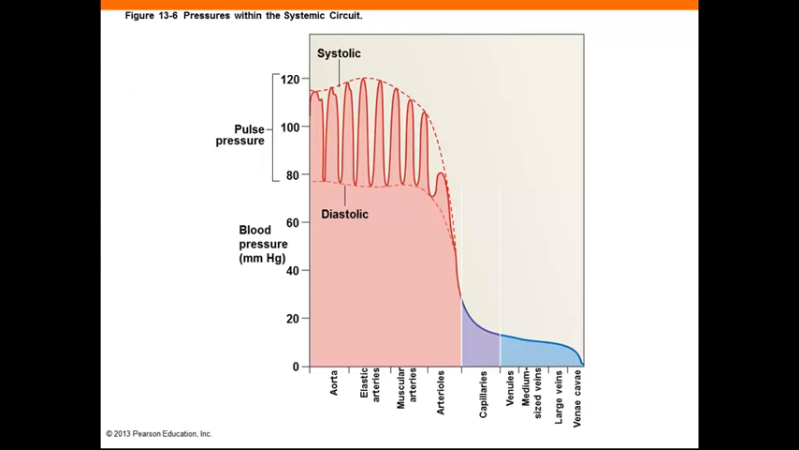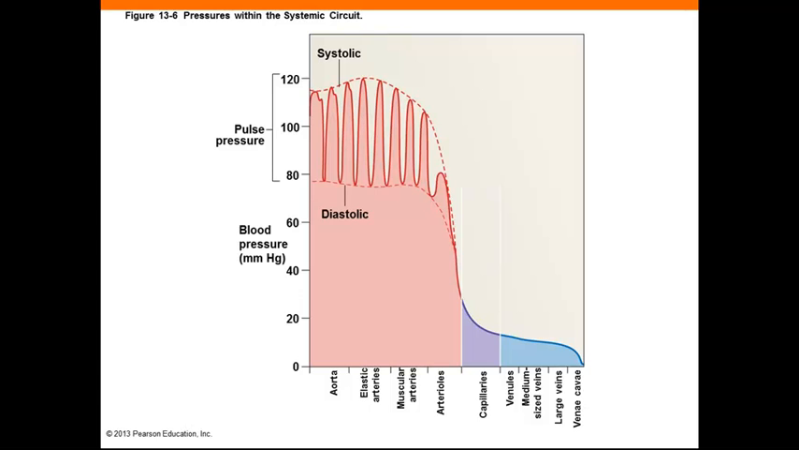This figure depicts the pressure within the systemic circuit. Systemic pressures are high in the aorta, peaking at around 120 millimeters of mercury, and the lowest is at the vena cava, averaging just 2 millimeters of mercury. Systemic pressures are highest at the aorta and lowest at the vena cava, like I just said.